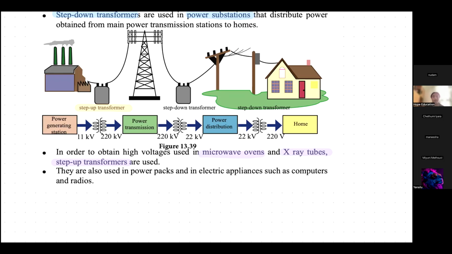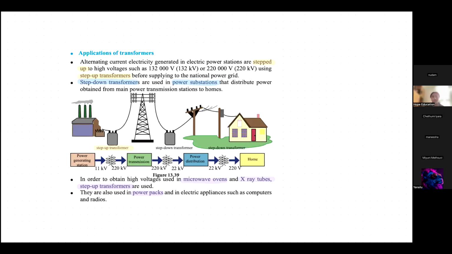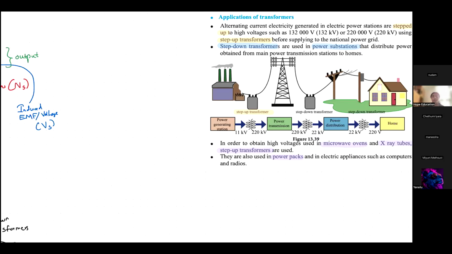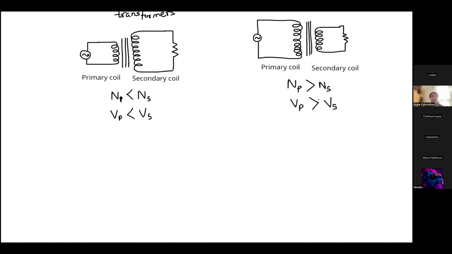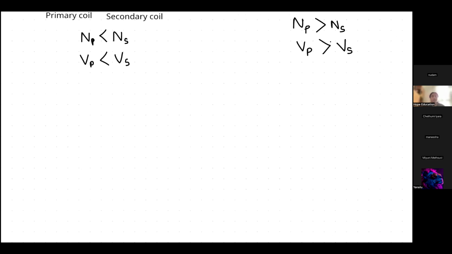Some electric appliances like computers and radios have built-in transformers. Ovens have built-in transformers, and computers and radios too. For those that don't, we use a power pack to give a controlled voltage. Okay? This I'm not going to write during the class. Please study that and write it as an answer to this question.